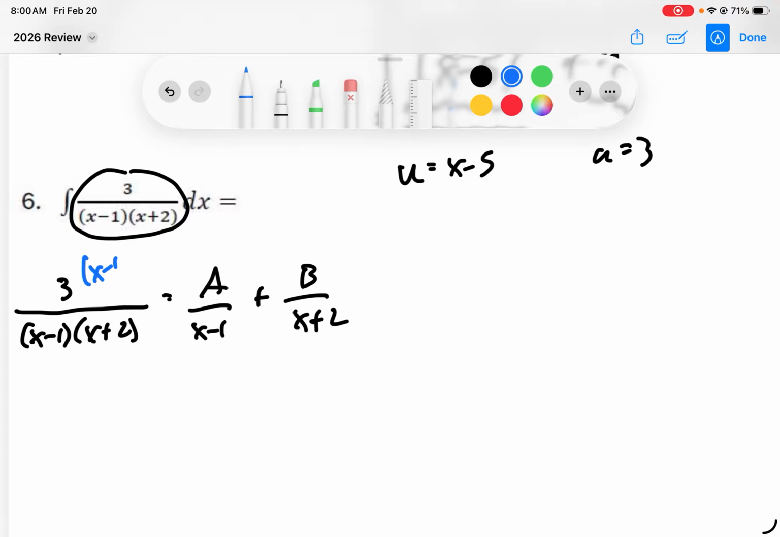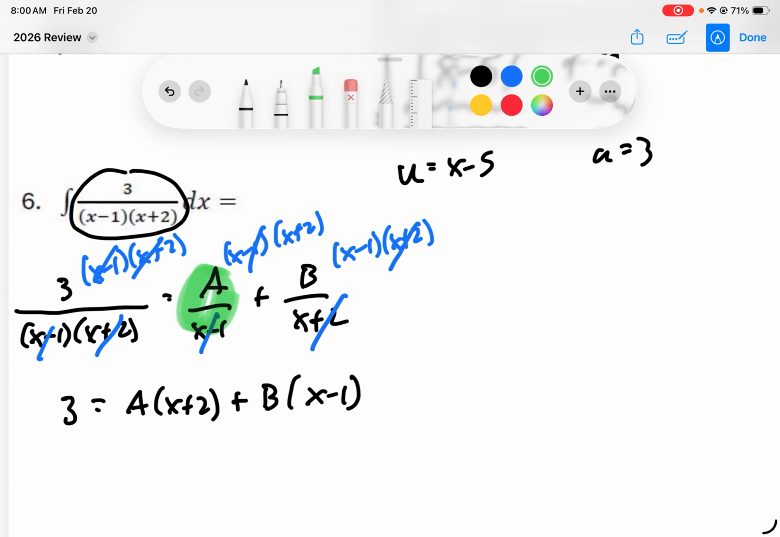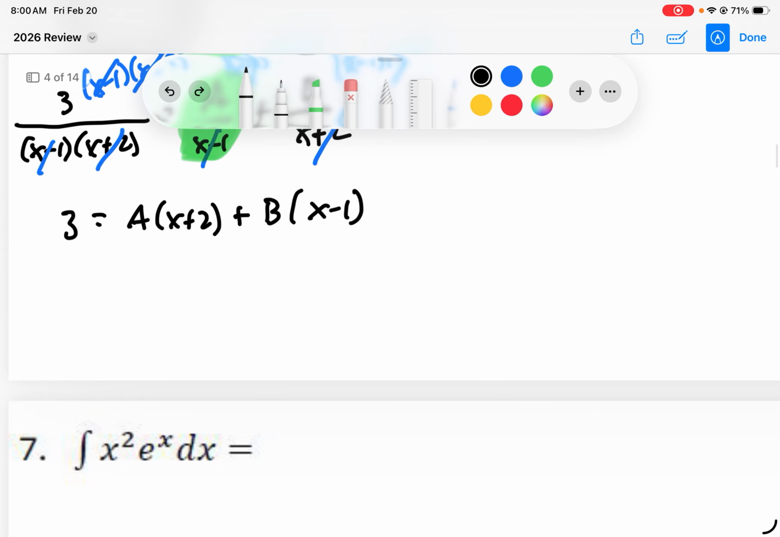Doing some algebra, multiply everything by x minus 1 times x plus 2. You might have started skipping the step at some point, but I'm doing this partial fraction decomposition when the bottom can be factored. All right, now the fun part: cancel, cancel, cancel. I've got 3 is equal to A times x plus 2, plus B times x minus 1. Now when I get the value of A, I plug it back into this fraction right here. Yeah, plug it in there. I sometimes plug it in here and mess it all up, as I'm slow.